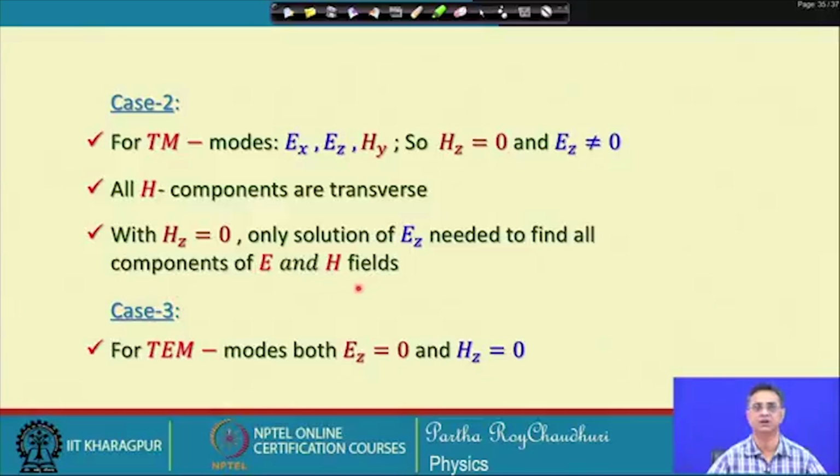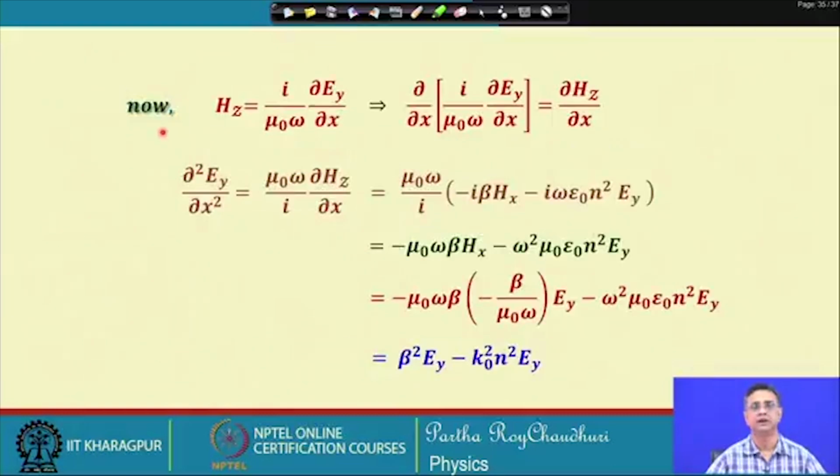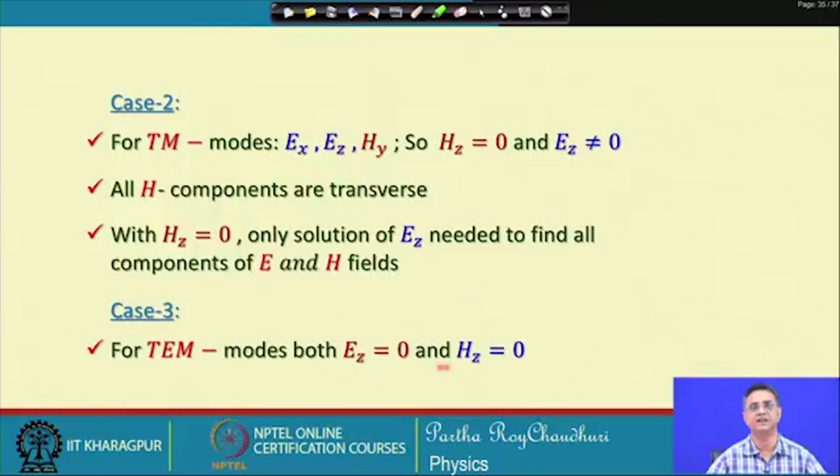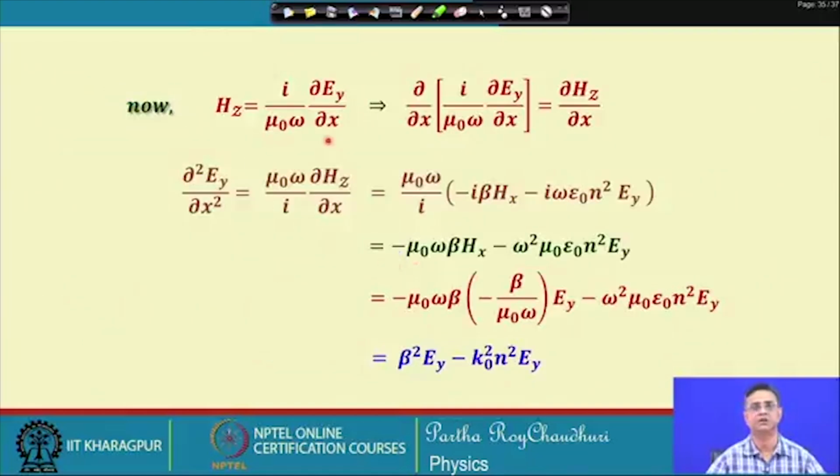This is what I have just explained, that it is only the longitudinal components that can constitute all the transverse components, but eventually in this case your Hz is 0. So, it is only the Ez component of the electric field. If I have the solution for that, this can give me all the transverse components, because in this case the transverse components are only Ex and Ez. Similarly for TEM mode, both Ez and Hz are 0, and in that case you can actually calculate all the components.